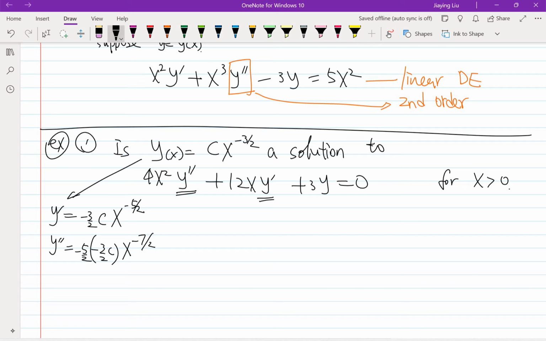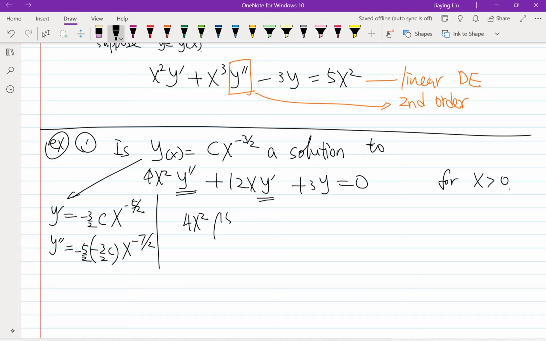So now we have the first derivative, we have the second derivative, we also have the y we can put into the equation. And try to see if we still have left side equals to the right side. So plug in, so we get 4x squared, second derivative, which is this term. Is it okay if I multiply those two together when I plug in? So that's a negative, negative is positive, and I have 15 over 4c.